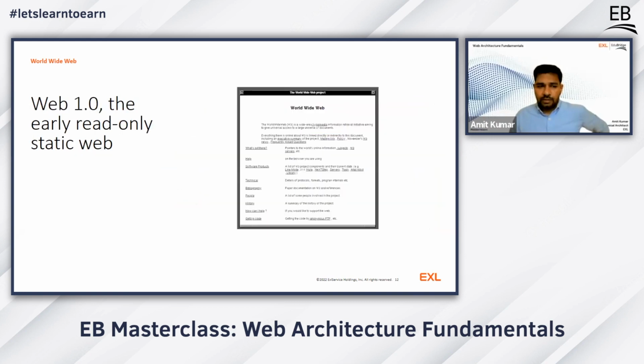Now, as you know, it has been more than 30 years since the first website was developed. And from that time until now, there has been so much evolution in web related technologies. So now the industry came up with a categorization of web pages.